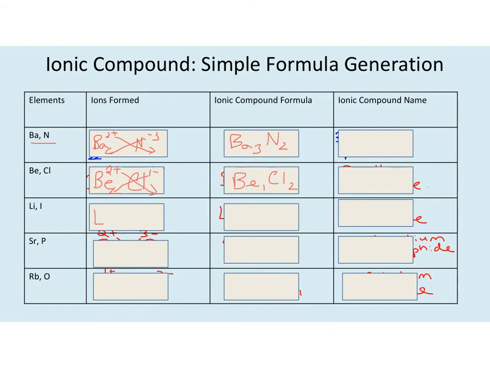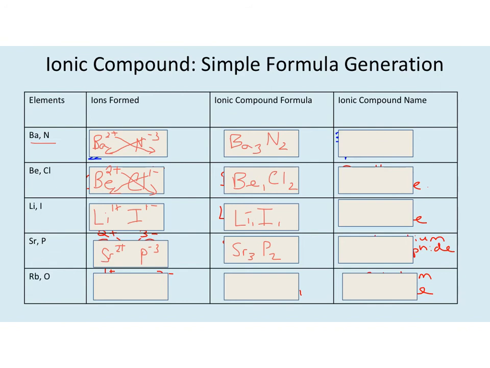Look at lithium. Lithium is 1 plus. Iodine is 1 minus, or -1. If you do the crisscross, you get Li1I1, or sometimes I'll just leave it as LiI. If we look at Sr, Sr is 2 plus. Phosphorus is minus 3. If we did the crisscross, I would get Sr3P2.